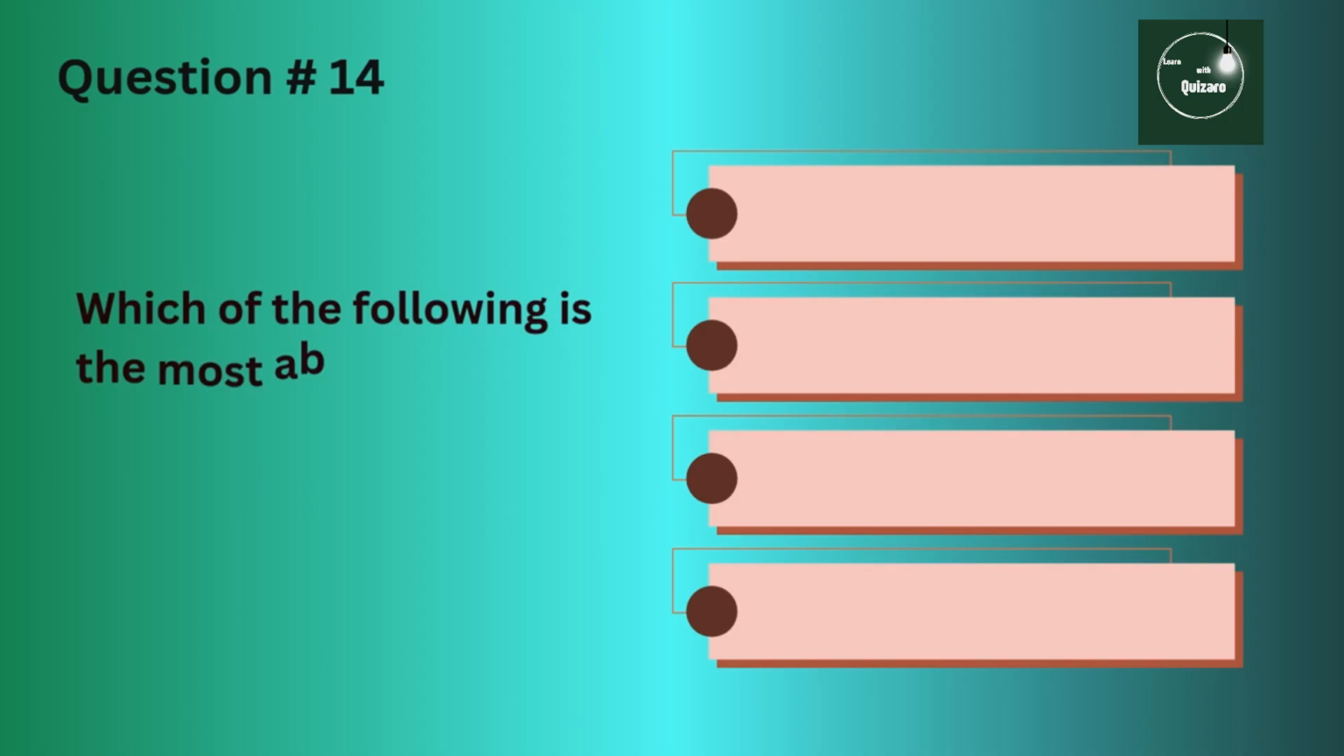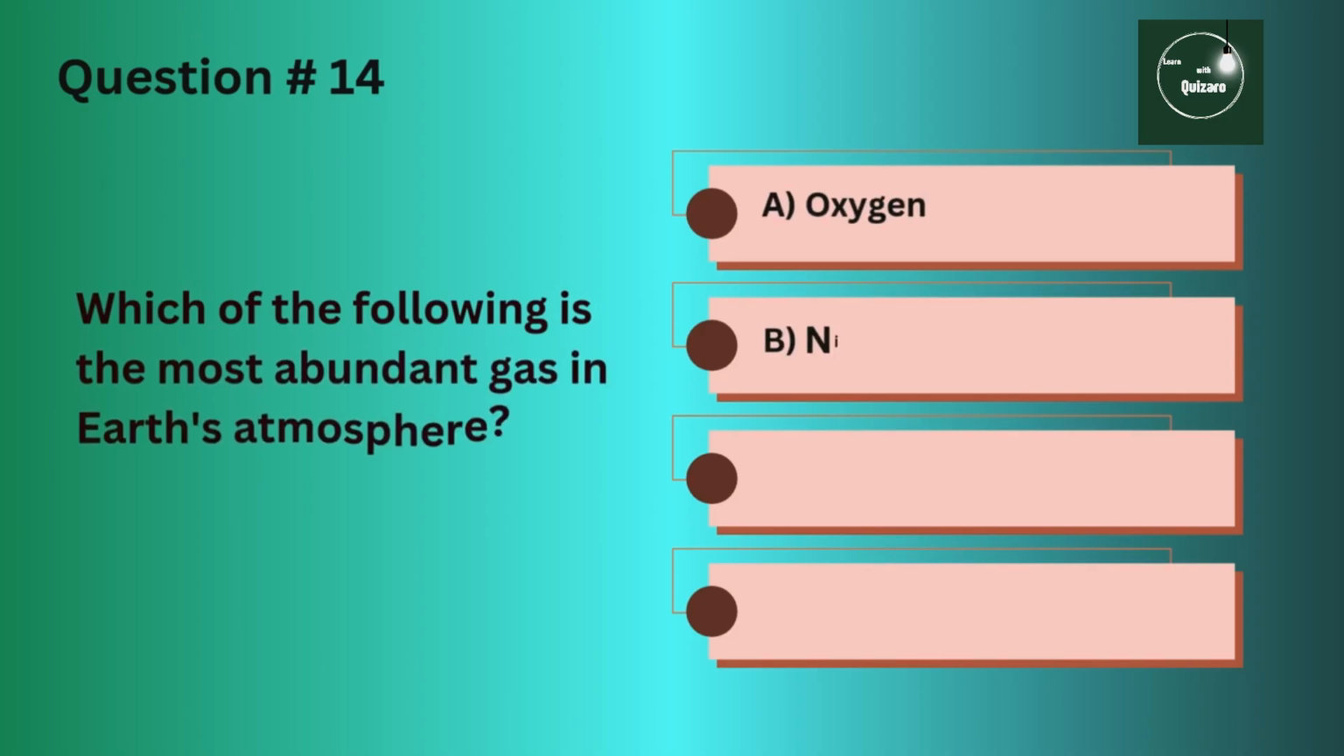Question number 14. Which of the following is the most abundant gas in Earth's atmosphere? A. Oxygen. B. Nitrogen. C. Carbon dioxide. D. Argon.